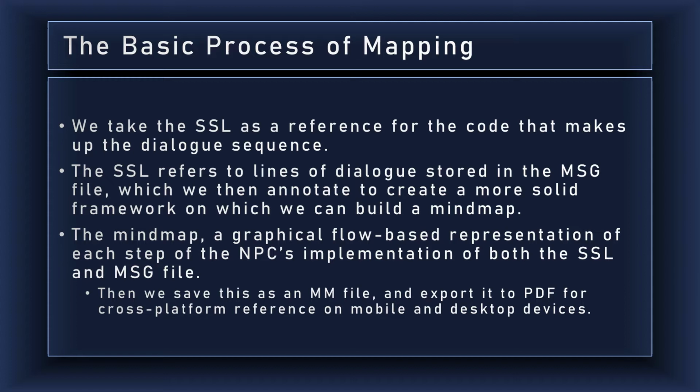Once we've got that done, we're going to save this as a .mm file, which is the standard file for FreePlane. And then we will export it to PDF using FreePlane for cross-platform reference on mobile and desktop devices. PDF is just an easily deliverable, easily compressed format that we can use on tablets, laptops, desktops, and phones, so we can keep track of stuff on the go.